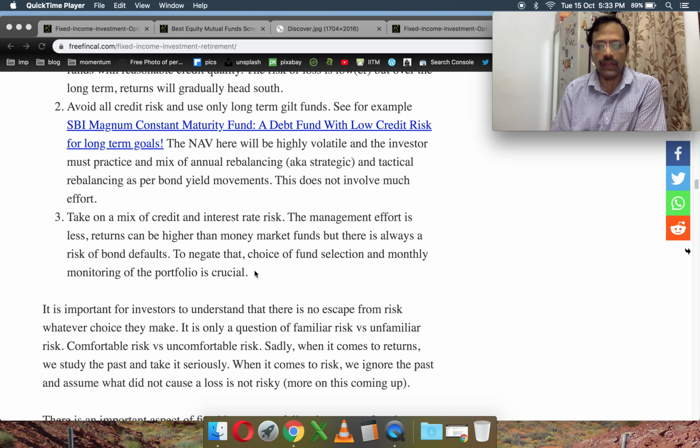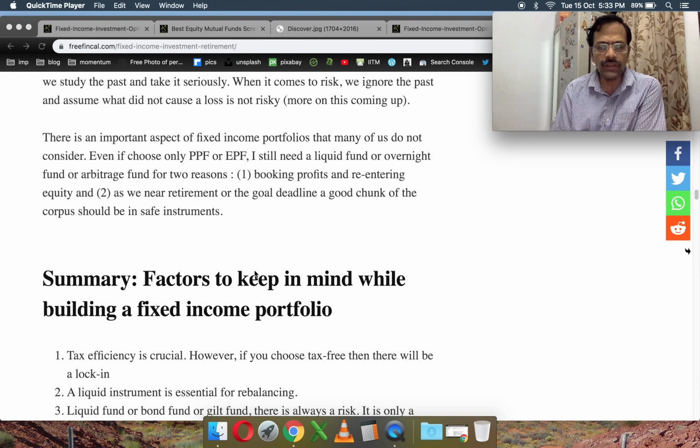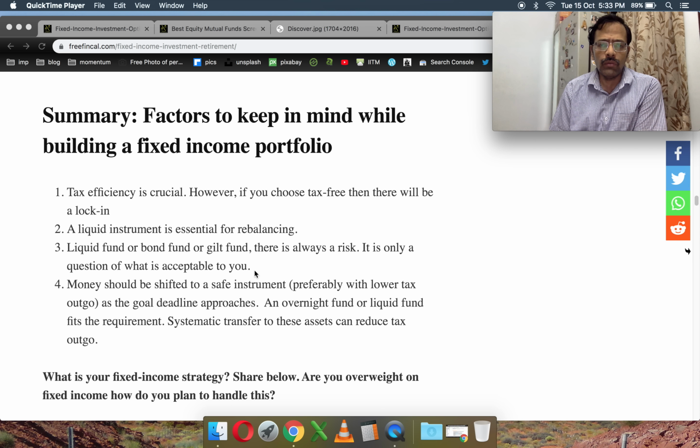I have not said anything new in this. So that's the summary for you. Tax efficiency is crucial. If you want tax-free, then there will be a lock-in like PPF. A liquid instrument is essential for two-way rebalancing. You can use a liquid fund or a bond fund or a gilt fund. There is always a risk, but that risk is lower than choosing a risky bank FD.